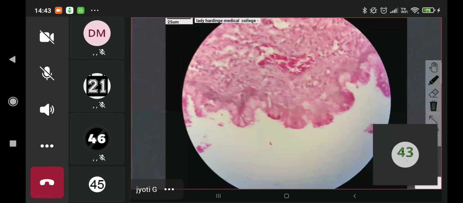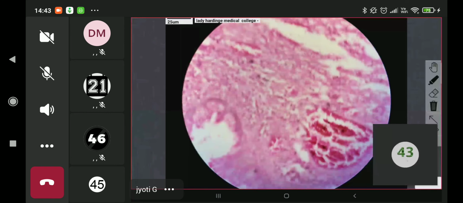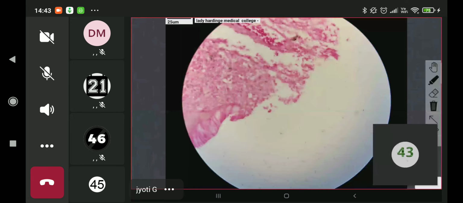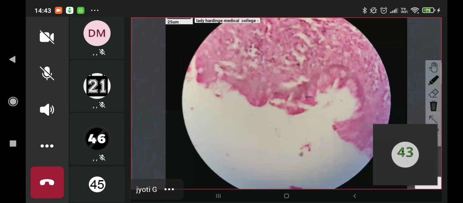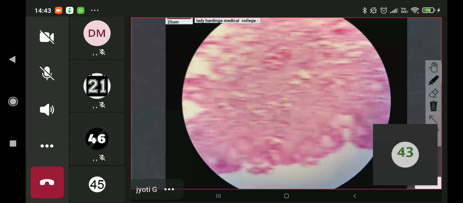Again, you see epithelium is limited to the surface. There is no atypia. All the cells look the same. There is no invasion. So it is a benign tumor. Okay? Neither borderline nor invasive. It is a benign mucinous cyst adenoma.